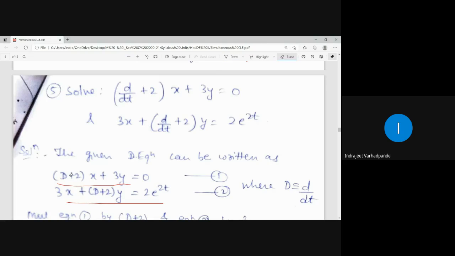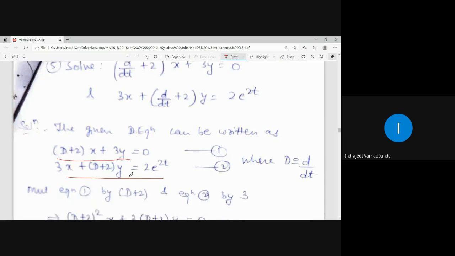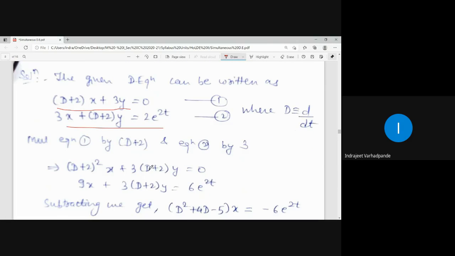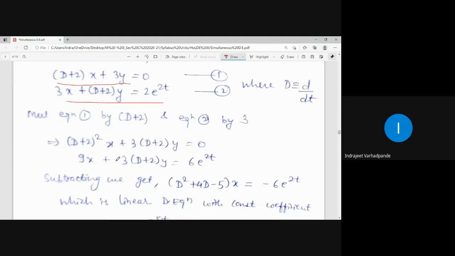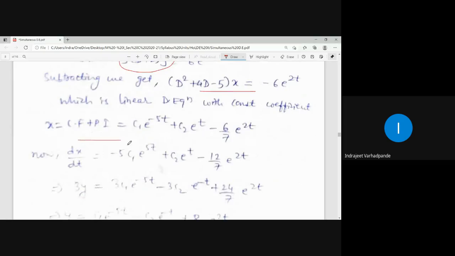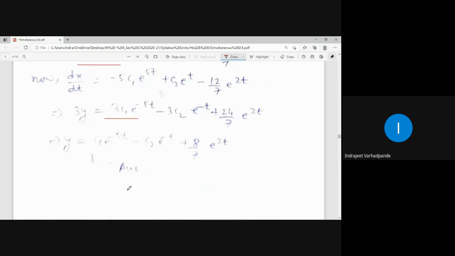Once this is converted, you have to decide whether you are eliminating x or eliminating y. Make the coefficients the same, subtract them. Mostly we eliminate y first and get the value of x. So I have made the coefficients of y equal here. Do the subtraction, go ahead with the calculation. It will give you the value for x as well as y. Here no conditions are given, so you can directly write down the answer in the form of C1 and C2.